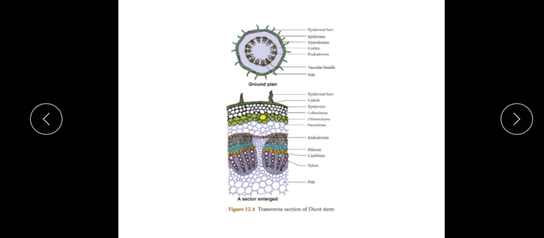Next you can see collateral. What do you mean by the word collateral? Xylem is lying towards the center and phloem is towards the periphery. Here again you can see the diagram. Xylem is in the center and phloem is towards the periphery. Such a condition is called collateral.